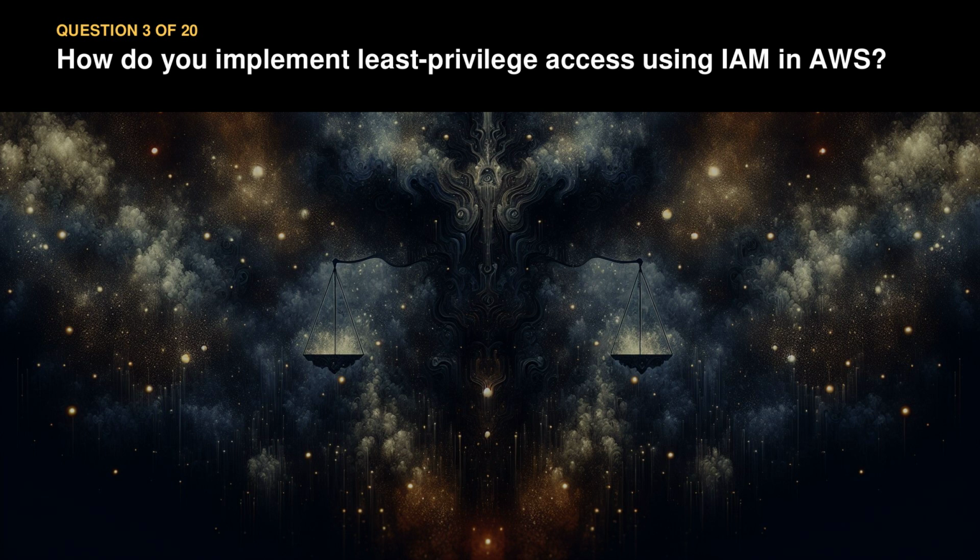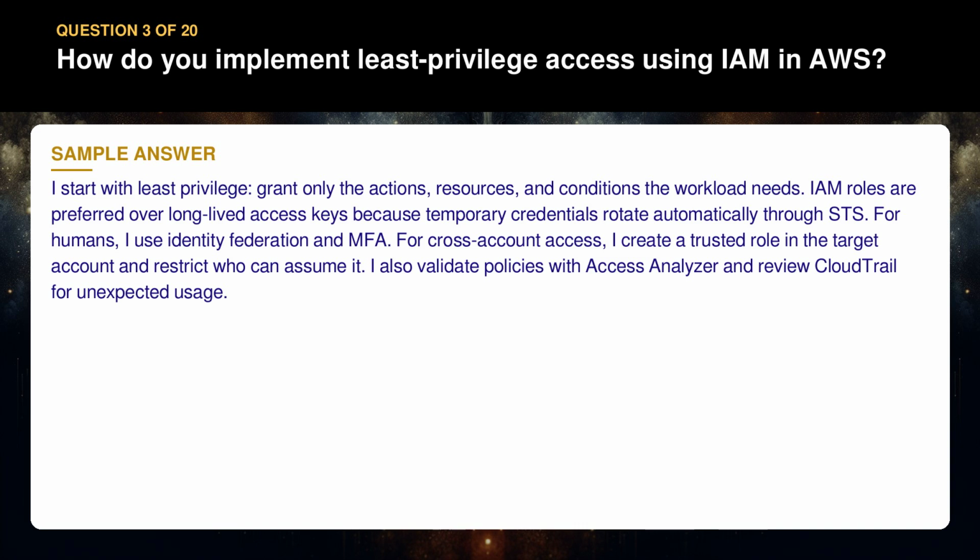Question 3. How do you implement least privilege access using IAM and AWS? I start with least privilege. Grant only the actions, resources, and conditions the workload needs. IAM roles are preferred over long-lived access keys because temporary credentials rotate automatically through STS. For humans, I use Identity Federation and MFA.